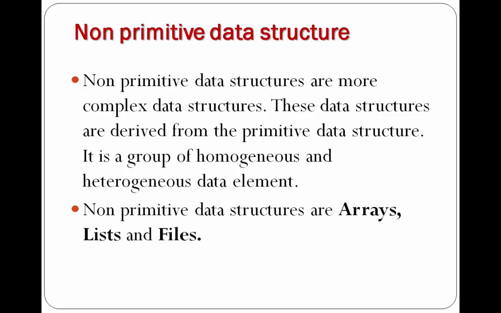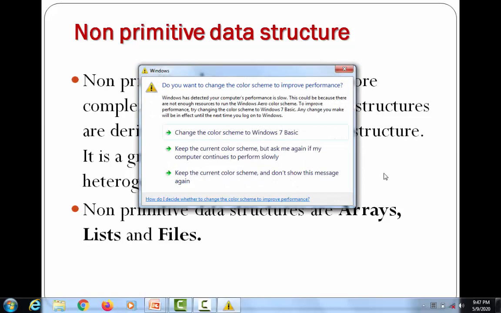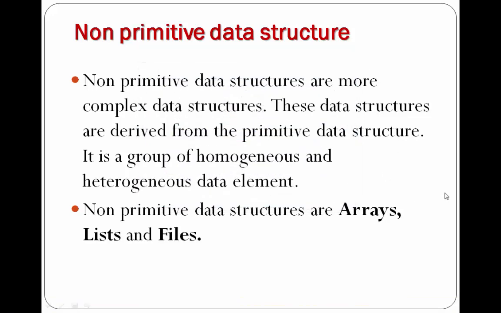Means if we store any data in a primitive data structure, to manipulate that data we do not require any interpretation. But to manipulate data which is stored in a non-primitive data structure, we require certain interpretation. To define a non-primitive data structure, we require a primitive data structure. For example, non-primitive data structures are array, list, and files.